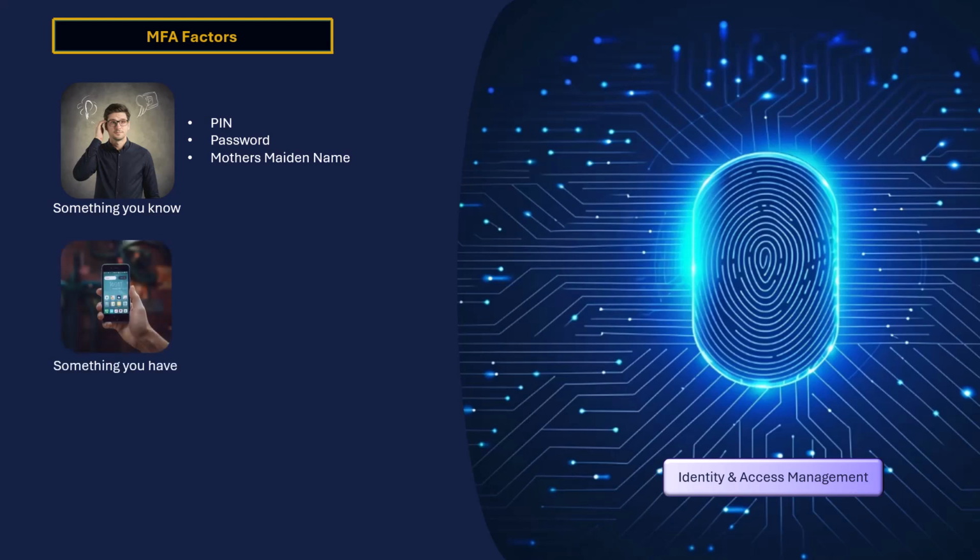Next, we have something you have. This is something you possess: a physical security key, a smart card, a smartphone, or a key fob that generates a one-time password or serves as a cryptographic key for authentication.